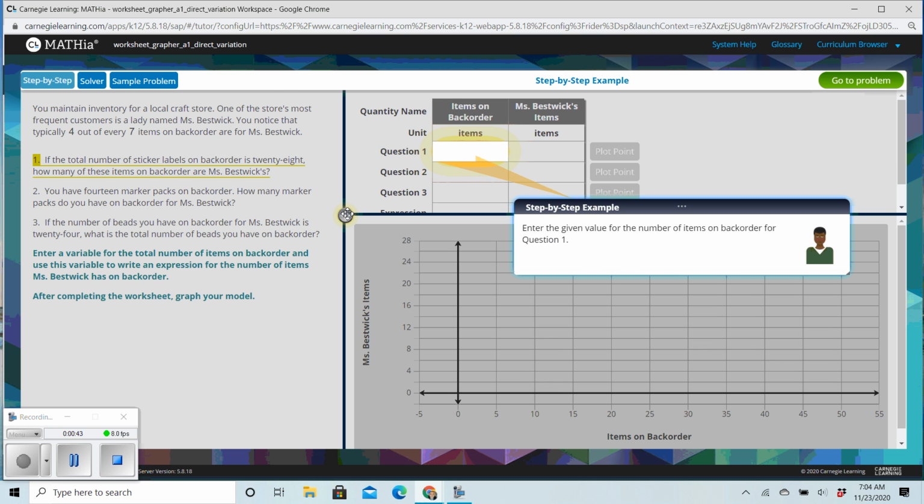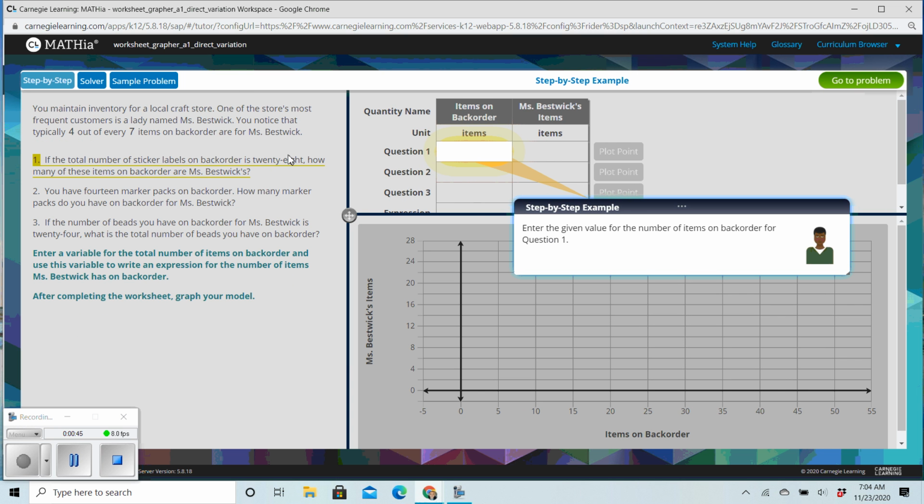So I'm going to read the question first, and then we're going to get to the actual solving of the problem. It says, you maintain an inventory for a local craft store. One of the store's most frequent customers is a lady named Miss Bestwick. You notice that typically 4 out of every 7 items on backorder are for Miss Bestwick. So we have 3 questions here. The first question says, if the total number of sticker labels on backorder is 28, how many of these items on backorder are Miss Bestwick's?